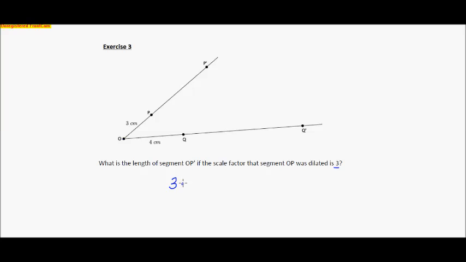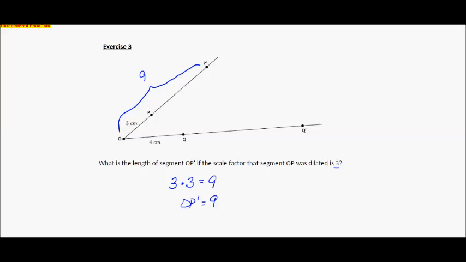Well, OP prime, 3 times 3 is 9. So OP prime equals 9. There you go. And I could put a little curly bracket in here if I really wanted to and label that 9. Okay, how easy is that? Alrighty, let's do the second part here.